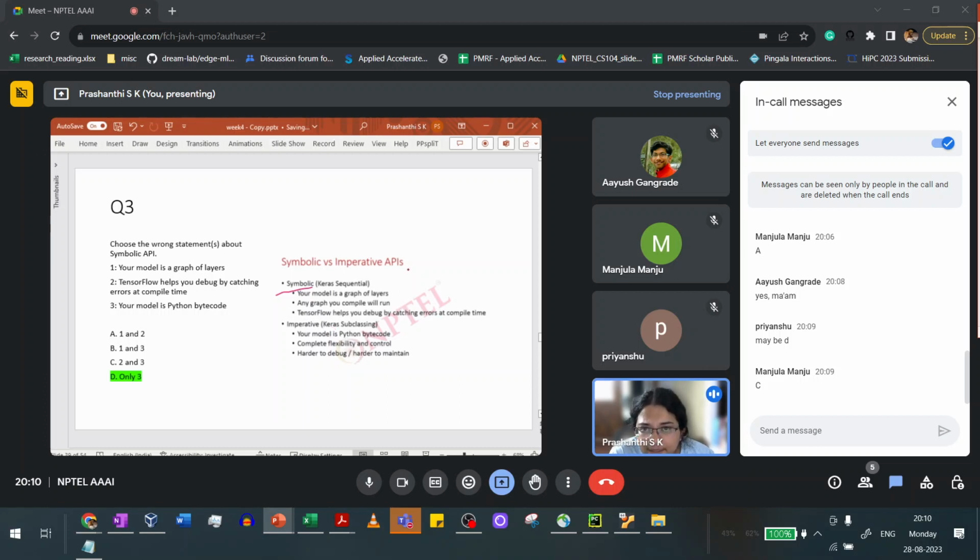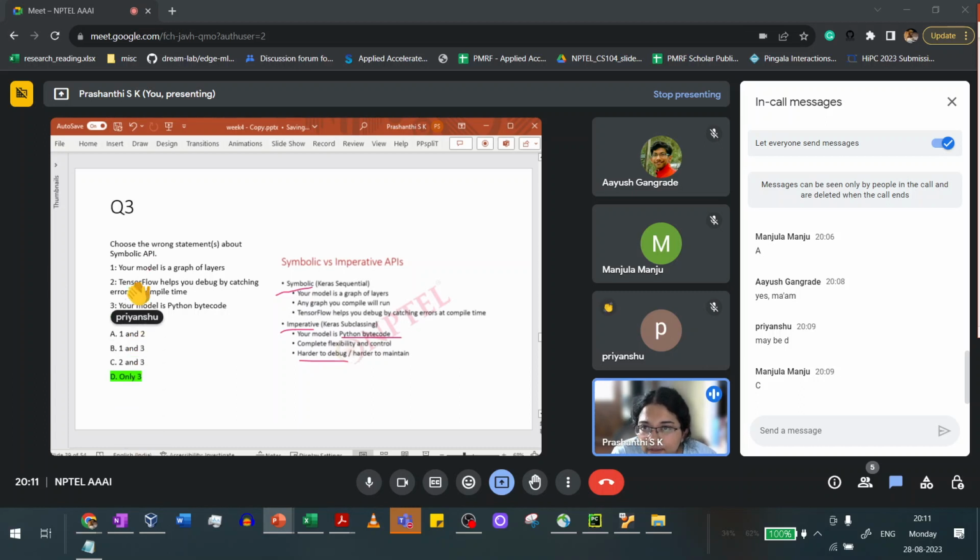So here there is a compilation process in the symbolic API. In the imperative API, there is no compilation. It is Python bytecode, so that means that you don't get errors at compile time. So it's harder to debug in a sense, but you have complete flexibility and control because you have subclassing and you can define your own thing, right? Now let's take a look at the answer.